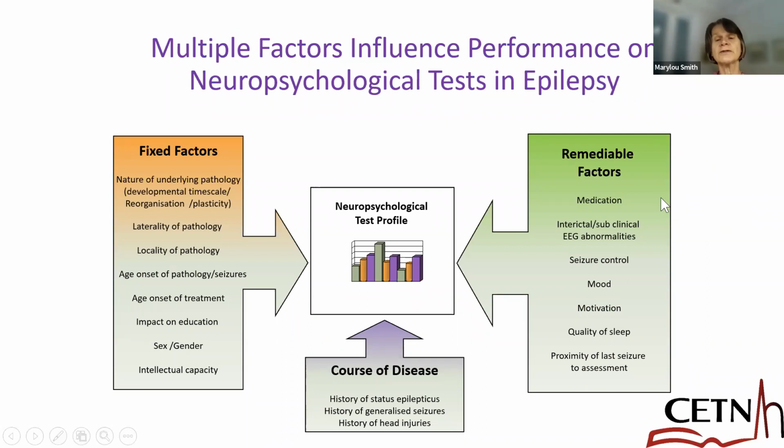And these include variables such as medication, whether or not the medication has any cognitive or behavioral side effects, whether or not the patient is exhibiting interictal abnormalities, EEG abnormalities at the time of the assessment, the current seizure control, the patient's mood, because we know that depression and anxiety can influence how well people can perform on tests, the patient's motivation to perform the tests, the quality of sleep. So if a person has not had good sleep, this can also have an adverse effect on test performance. And finally, the proximity of the last seizure to assessment.